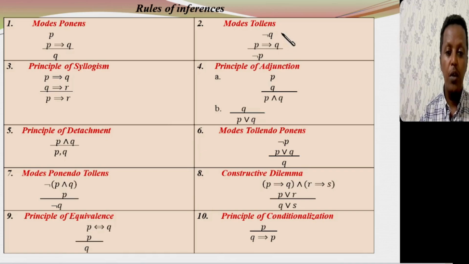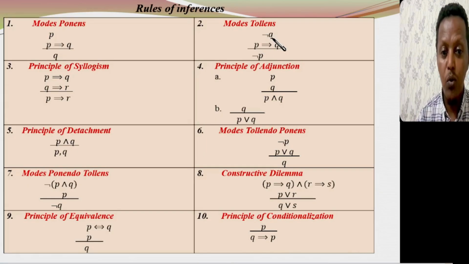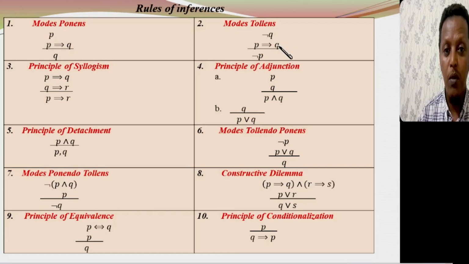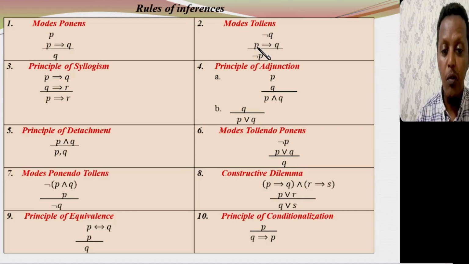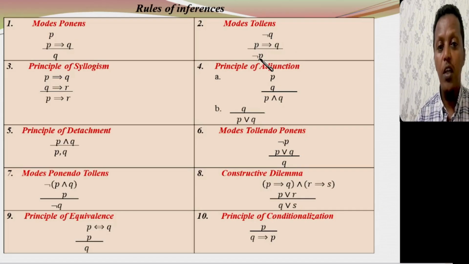Again, if you take modus tollens, negation Q, the first premise, P implies Q, second premise, therefore negation P. Such an argument is a valid argument. Because negation Q true means Q is false. If Q is false, in order for the second premise to be true, P implies false to be true, P has to be false. If P is false, negation P is true.